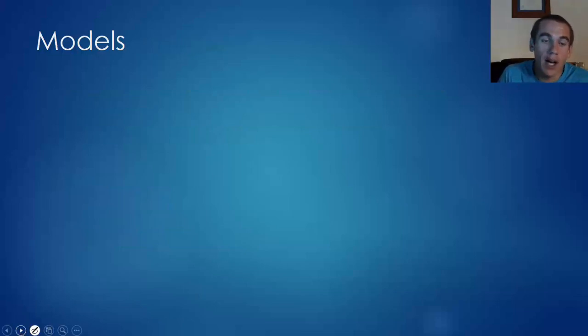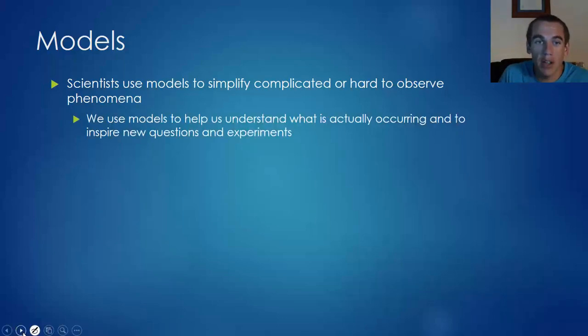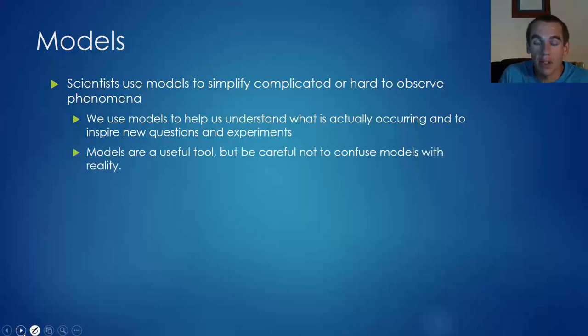Now, we can model nature to help us see these laws, help us discover these laws, help us test these laws, help develop theories. And so they simplify complicated or hard to observe phenomena. Like looking at an atom is actually really hard to do, but we can model an atom with point particles and try to understand what's going on there. And they can inspire new questions and experiments. But don't confuse models with reality.